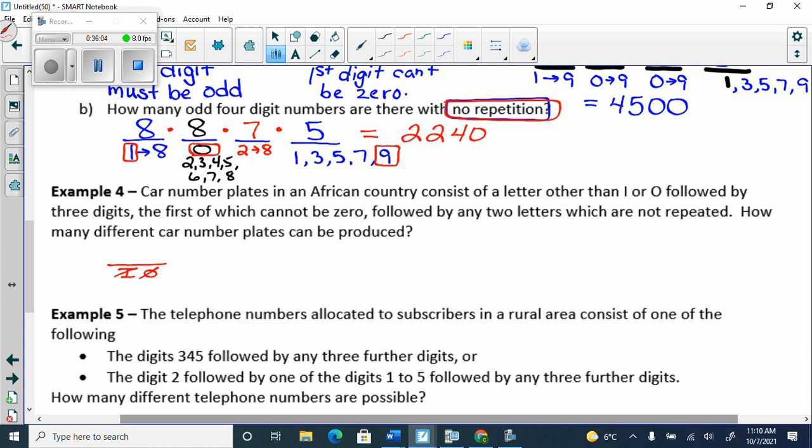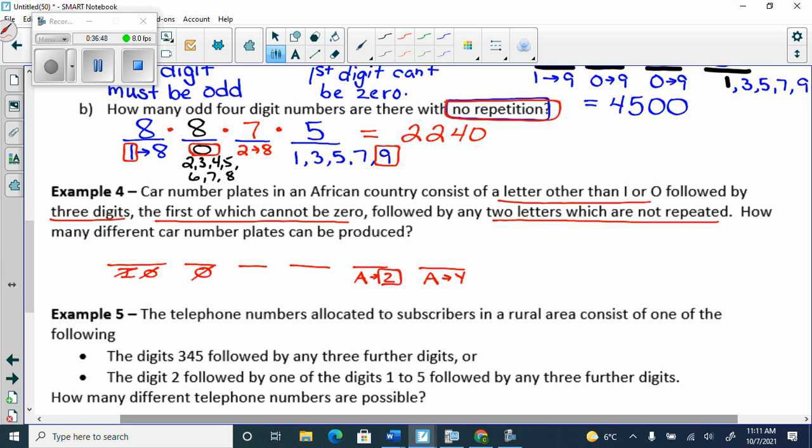So it has to consist of a letter other than I or O, followed by 3 digits. The first can't be 0. Followed by 2 letters which are not repeated. We don't care about the first blank. These 2 just are not the same letter. These 2 back ones can't be repeated. Okay, so they have to be different letters. Doesn't matter what the first one is. So these ones have to be like, for example, A to Z. And then this one would have to be A to Y, let's pretend. Pretend I held the Z. Right, when it says you can't repeat.